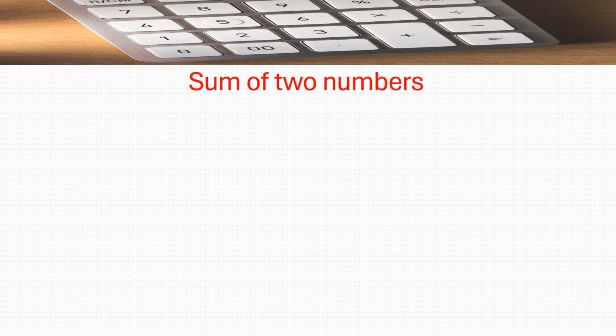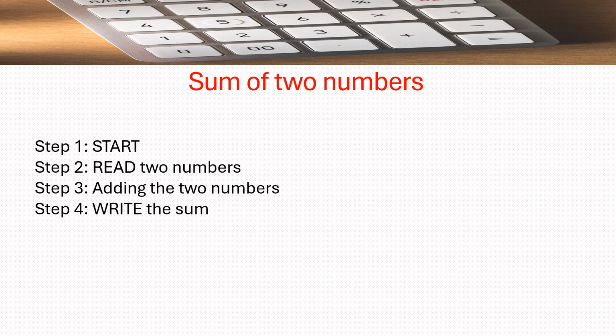Next is an example in which we are going to generate the sum of two numbers. Talking about the algorithm first: start, read the two numbers, add the two numbers, write the sum, and end. That means you are taking the input, adding it, and then giving the output.